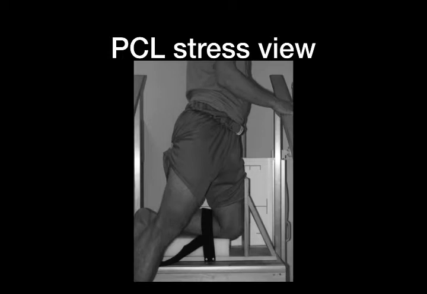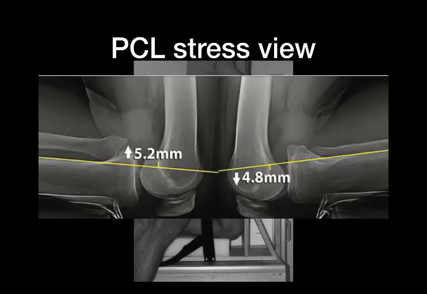This is the technique of how we take the PCL stress view. The knee is flexed to 90 degrees and the leg, up to the level of the tibial tuberosity, is supported with a hard surface, and the posterior drawer is done and the X-ray is taken.